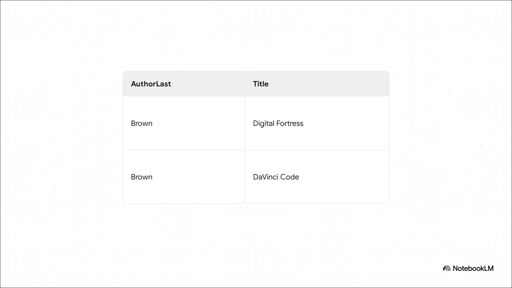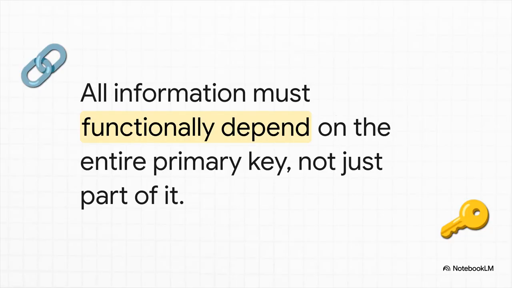So the fix is beautifully simple. We just split that one messy row into 2 clean ones, just like that. Each book has its own unique record. Now the data is searchable, it's logical, it's clean. That, my friends, is called first normal form, or 1NF. Pretty satisfying, right? All right, let's move on to rule number 2.